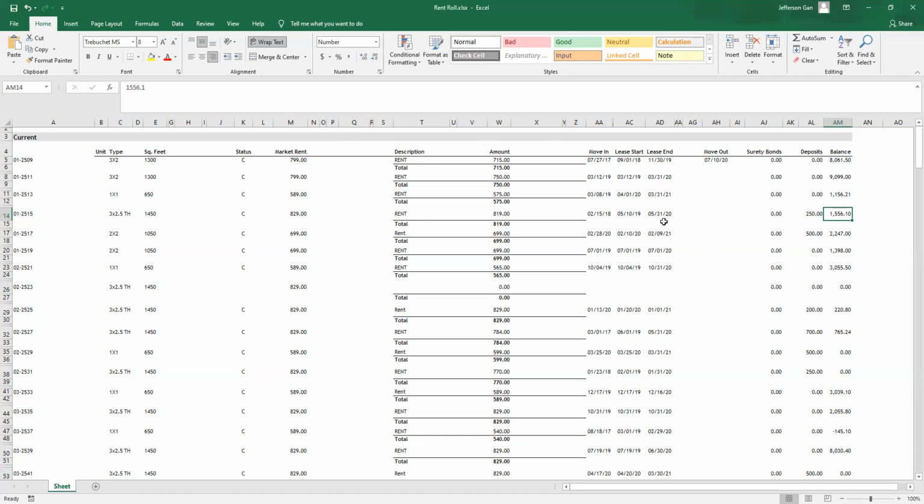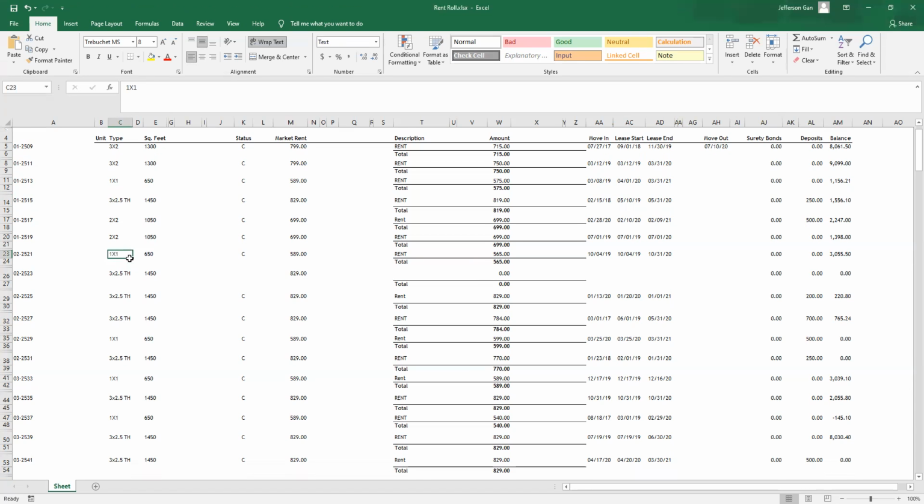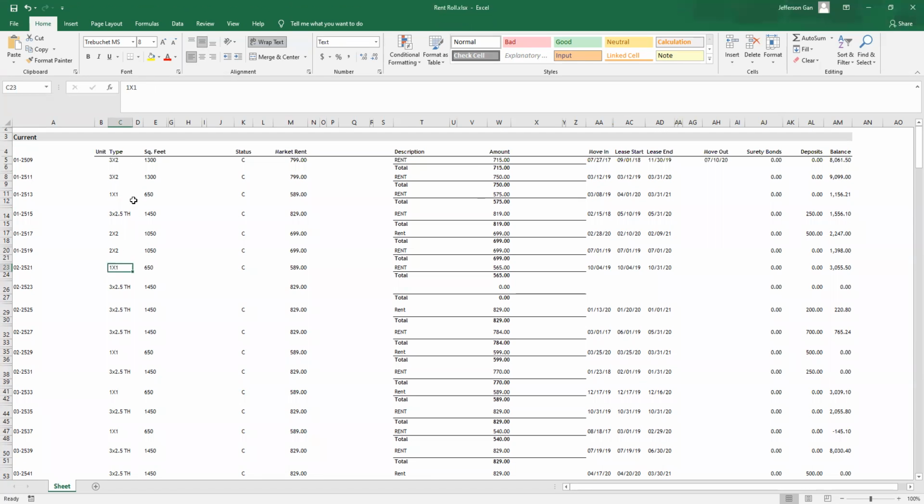What I do is I group all of the same unit types, then take the average of the market rent, so that I will know, based on the current trends for this unit mix on this property, how much the existing average rent is. I will do it for each and every different unit type.